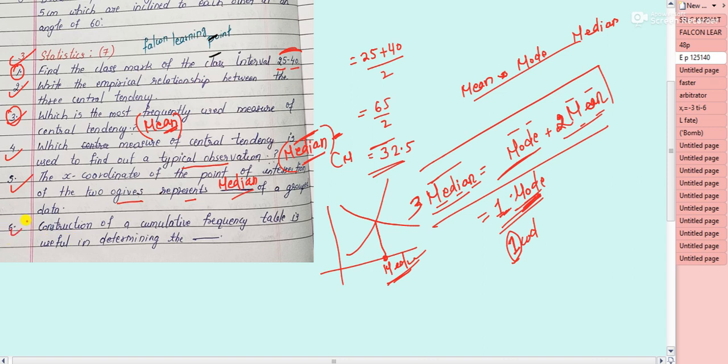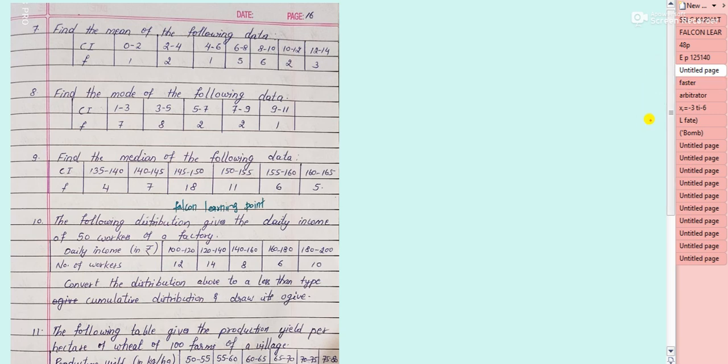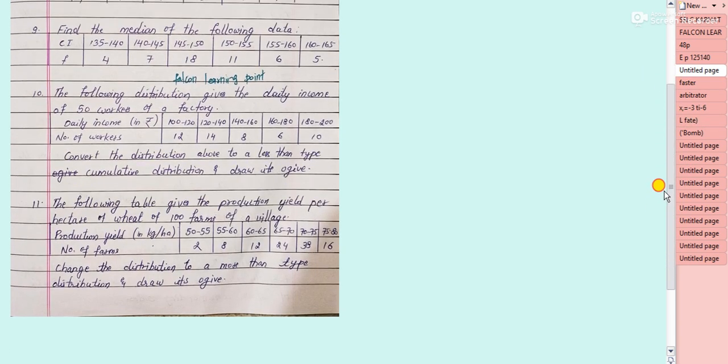Next question. Construction of a cumulative frequency table is useful in determining. So cumulative frequency is needed only for, yes, median calculation. So remember this, cumulative frequency only for median. So that is the answer. I hope it's clear. Next we have 3 marks questions.